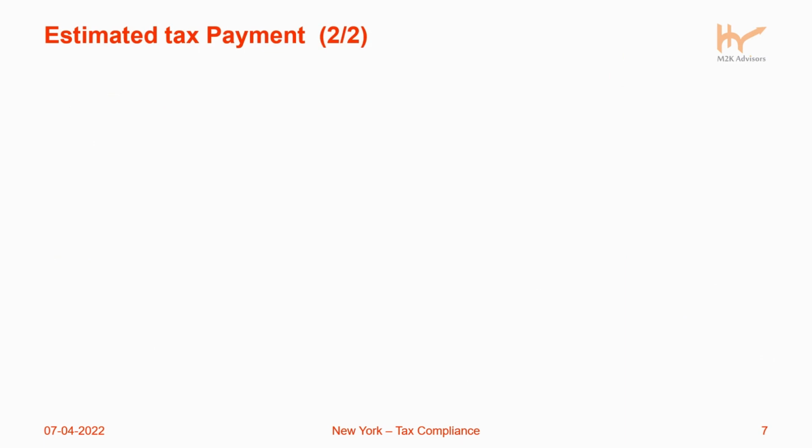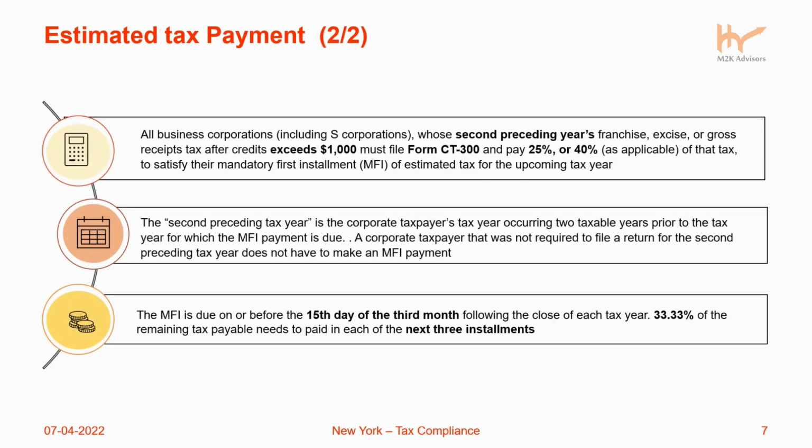Estimated tax payment. All business corporations, including S corporations, whose second preceding year's franchise, excise, or gross receipts tax after credits exceeds $1,000 must file Form CT-300 and pay 25%, or 40%, as applicable, of that tax, to satisfy their mandatory first installment, MFI, of estimated tax for the upcoming tax year.